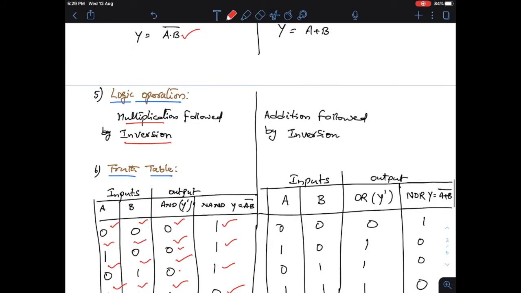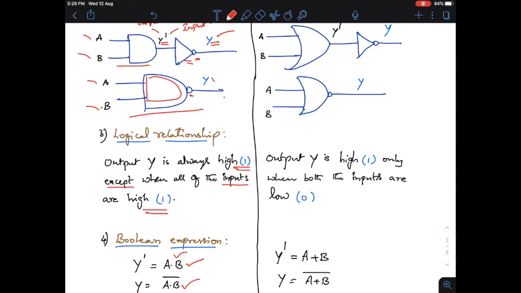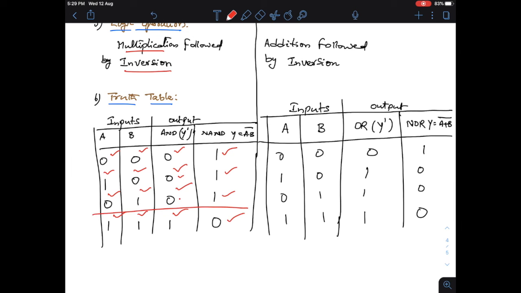So let us see, this output Y is always high except when all of the inputs are high. Look at this case. All of the inputs are high, then you have 0. Otherwise, in all other cases, when either of them is low, you have output of NAND gate always high. So this is what it is.